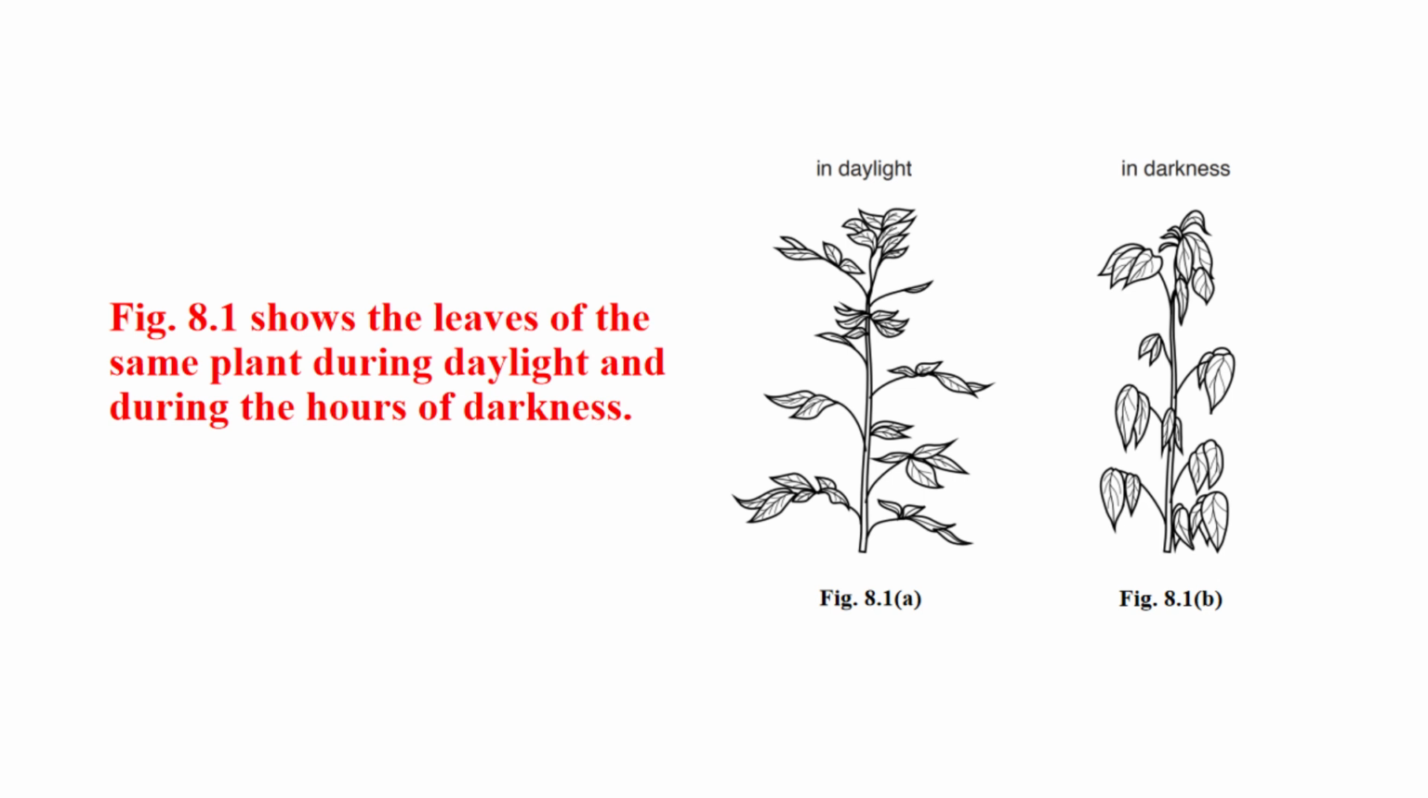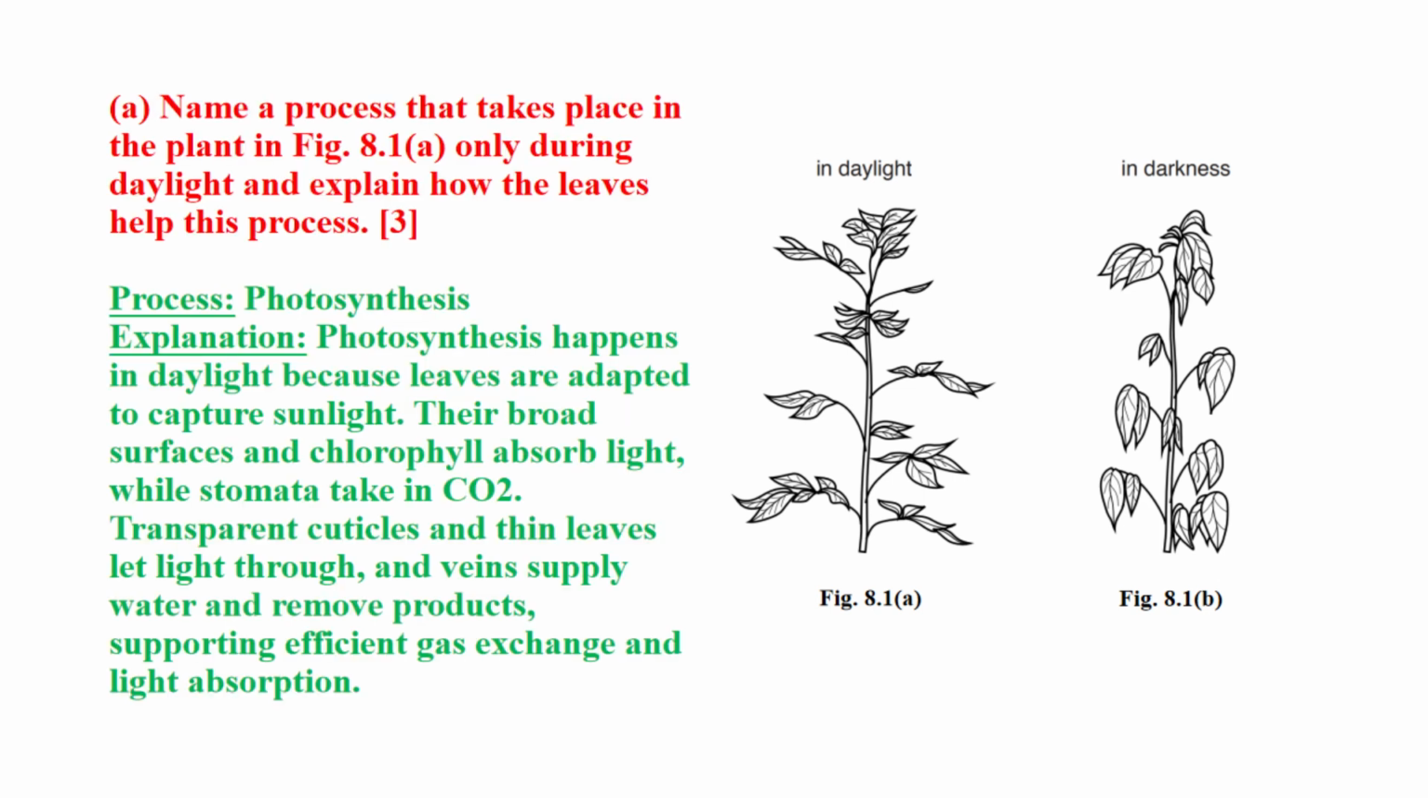Figure 8.1 shows the leaves of the same plant during daylight and during the hours of darkness. In Part A, name a process that takes place in the plant in figure 8.1, A, only during daylight, and explain how the leaves help this process. We identify photosynthesis as the process occurring in daylight. This happens in daylight because leaves are adapted to capture sunlight. Their broad surfaces and chlorophyll absorb light, while stomata take in CO2.